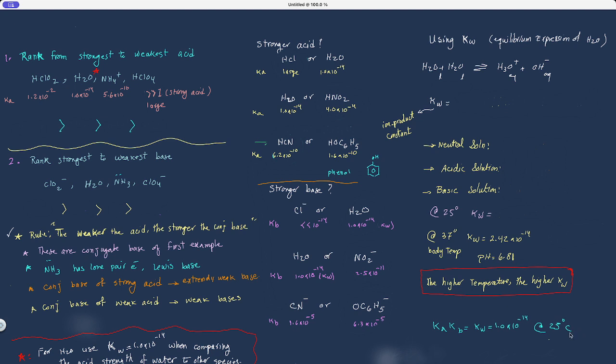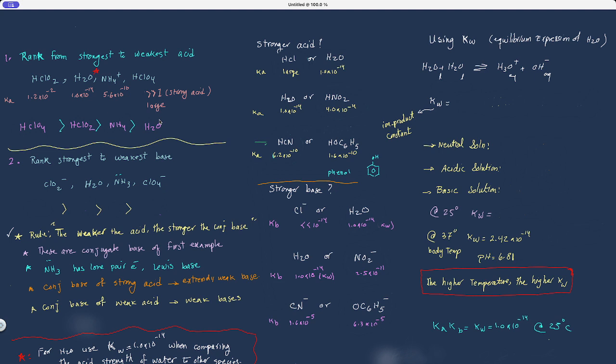The higher the Ka, the stronger the acid, so the first one should be straightforward. The strongest one is HClO4, which is perchloric acid, followed by HClO2, according to Ka, which is called chlorous acid, and NH4+, ammonium, and water. Very straightforward. Looking at the Ka, rank them. The higher Ka, the stronger acid.